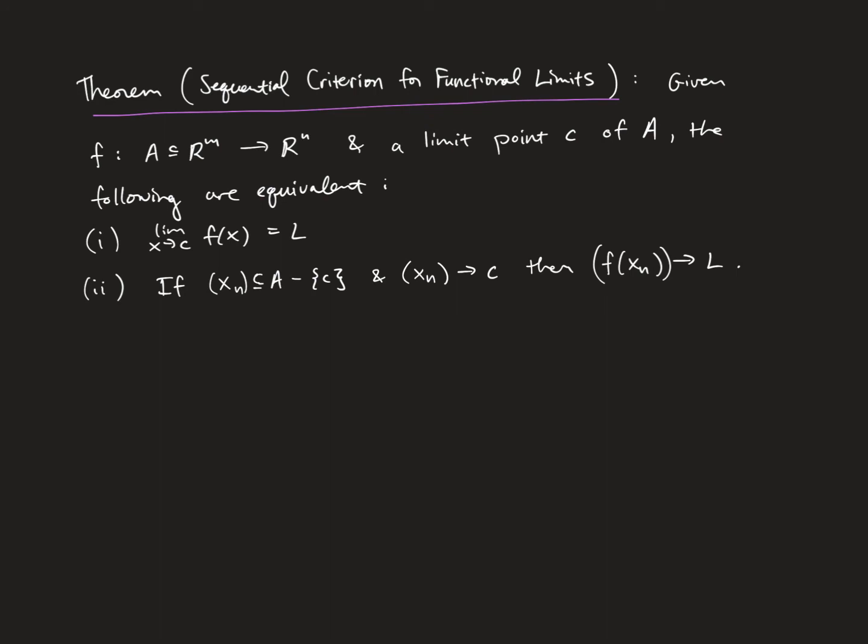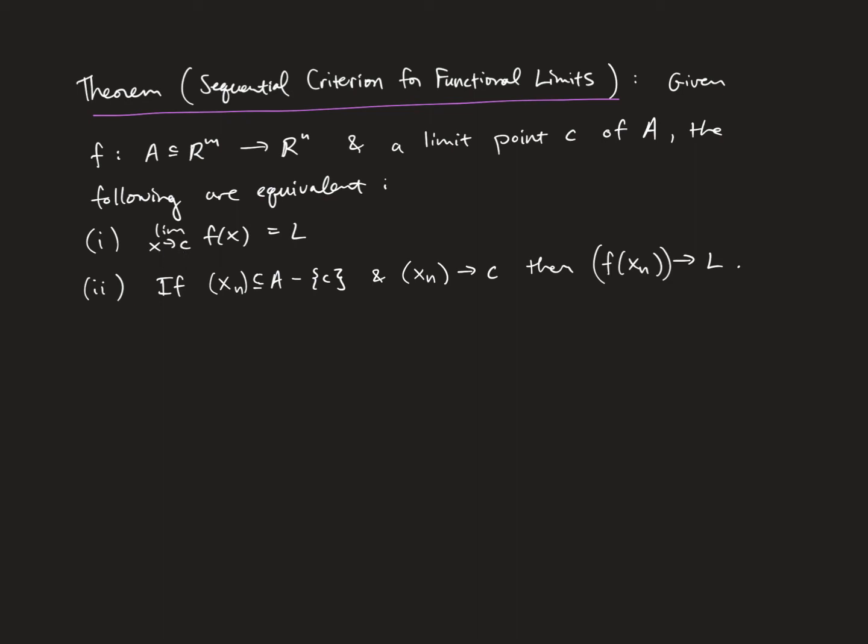Where this statement comes from: this first thing, the limit, says that whenever x is close to c, f of x is getting closer and closer to L. So as x gets closer and closer to c, f of x gets closer and closer to L. Well, this second thing is just specifying a particular way in which x gets close to c.